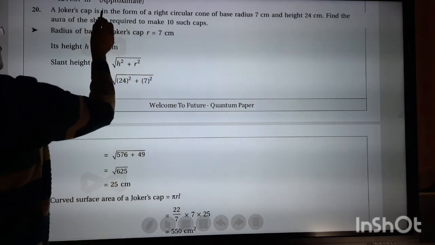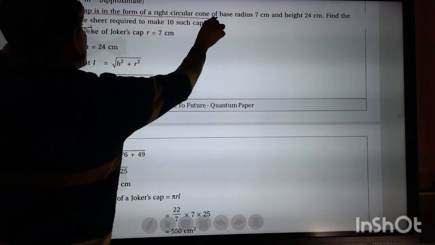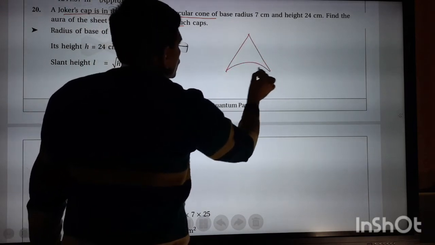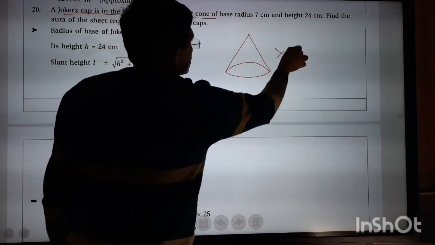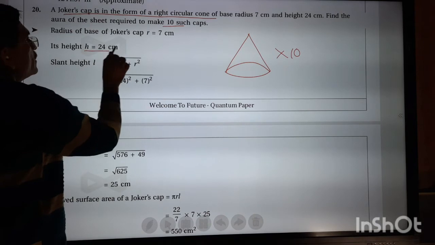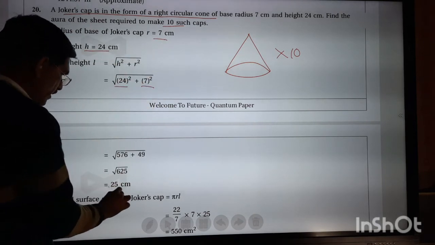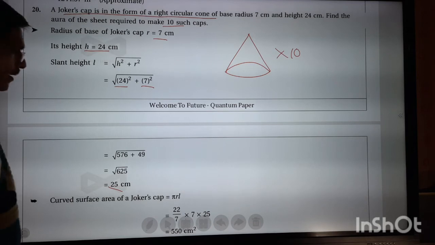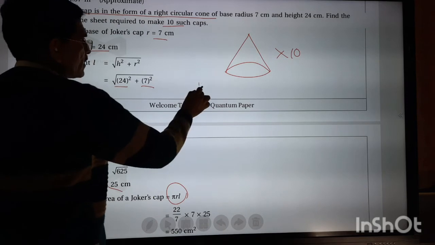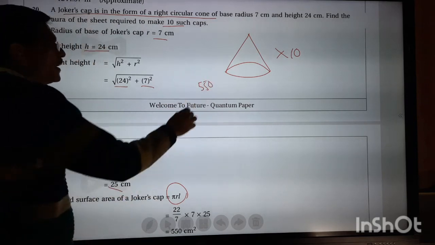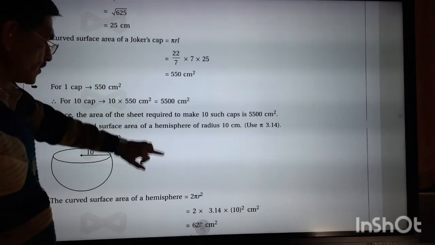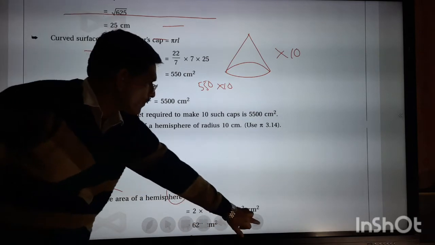So now here the Joker cap is in the form of a right circular cone. So the Joker cap is also like that. But how many caps are there? 10. Here I have to find L. So by using this, we can get L as 25. The formula is pi r L. If I put pi r L, then the answer is 550. But how many cones are there? 10. So we have to multiply by 10. So 5500.